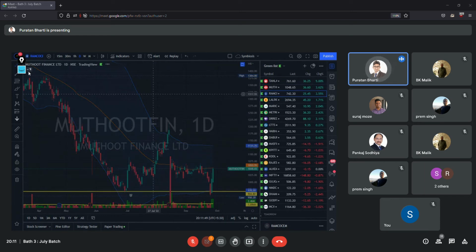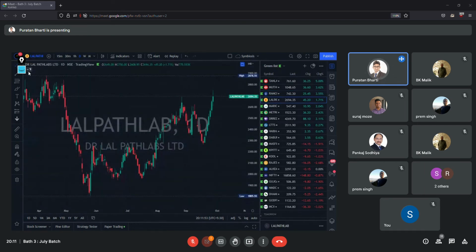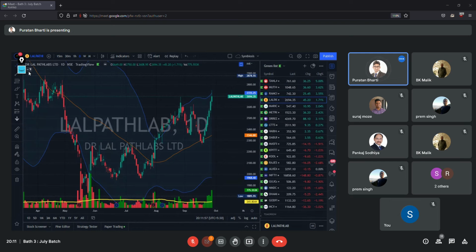Ramco Cements, I may not be very comfortable with Ramco Cements here. If I'm looking at, say, Lal Path Lab, let's look at this one. For me, because I'm using 60 days data, I think this has already touched the upper band. And if I am a low risk taker, it has already touched the upper band. It is possible that the stock goes $100, $200, 500 from here, but I am not willing to take the risk because it has already touched the upper band.